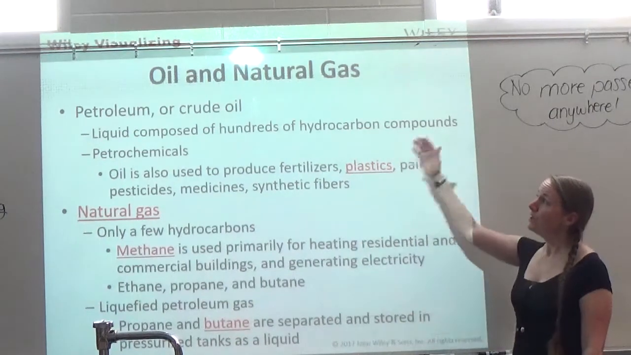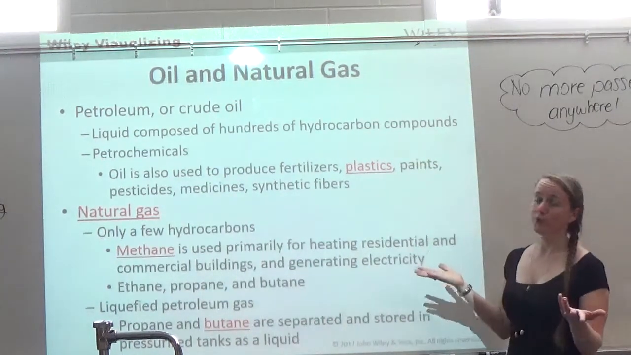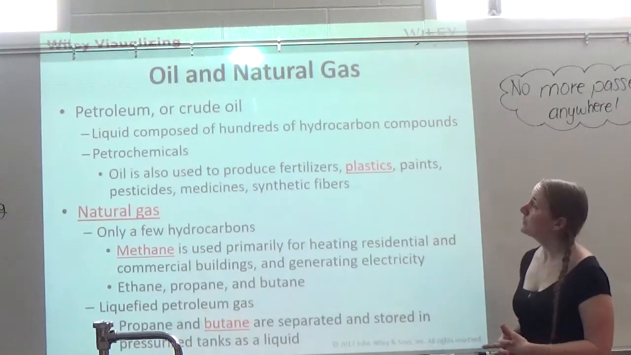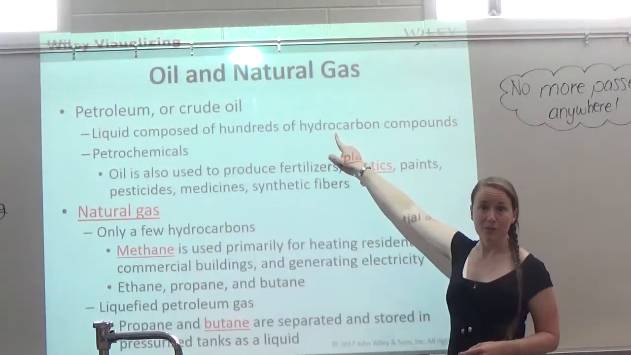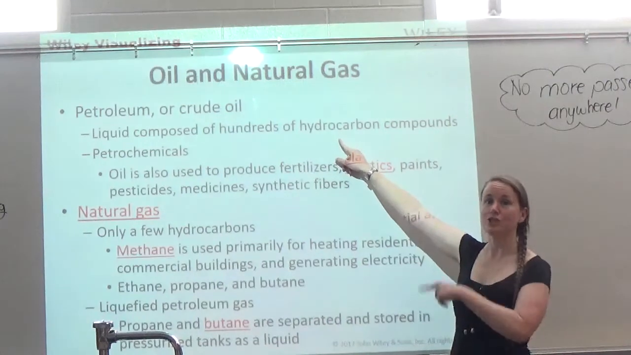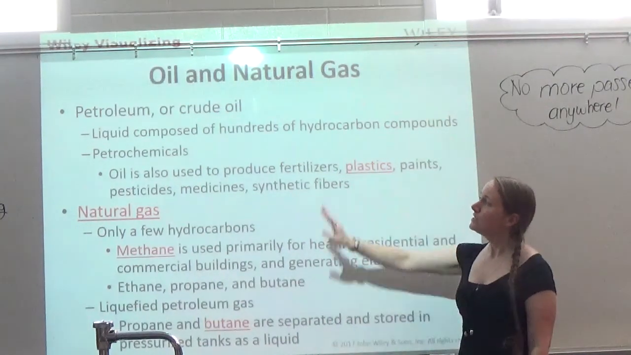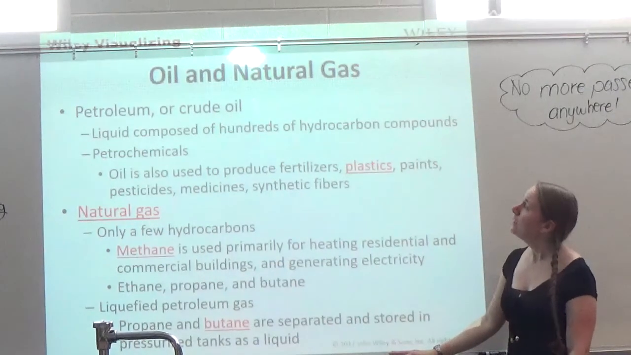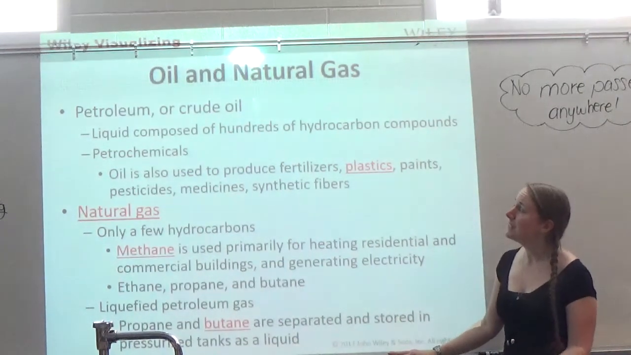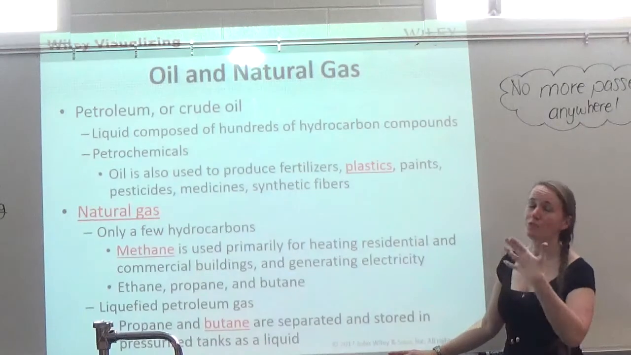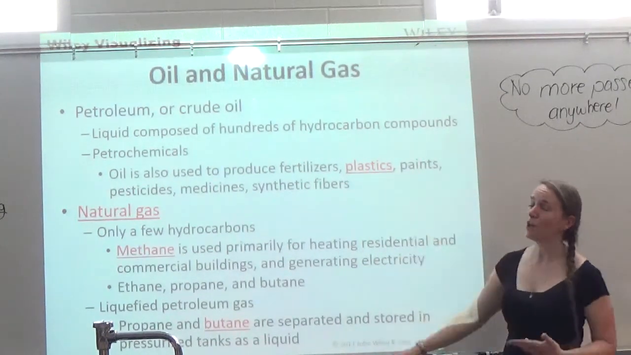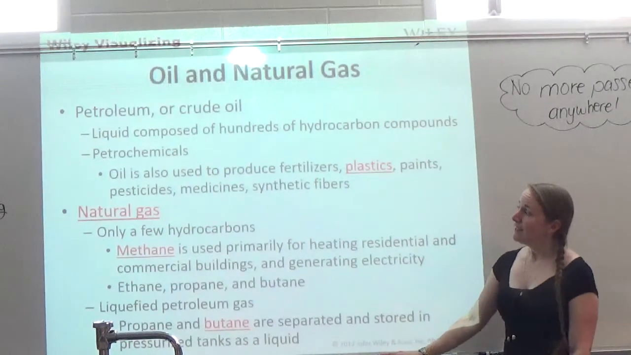All right, so petroleum or crude oil, you'll hear it called both things. Those are liquids composed of hundreds of hydrocarbon compounds. So we talked about hydrocarbons already. It contains hydrogen and carbon. It's usually a long chain molecule. So petrochemicals, oil is also used to produce fertilizers, plastics, paints, pesticides, medicines, and synthetic fibers. So when you turn oil into something else that you can use to create these, that's when we call it a petrochemical.